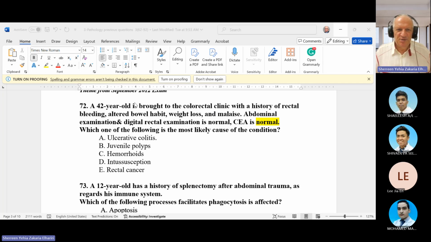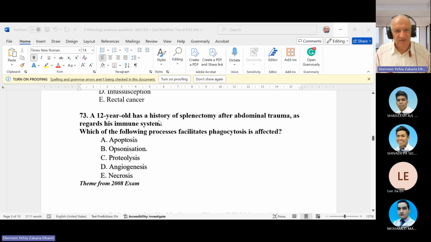And of course, this is a British man. So straightforward, what's your diagnosis? Ulcerative colitis. Yeah, so this is ulcerative colitis. Okay, of course, it is one of the options, very important because it's common in England.